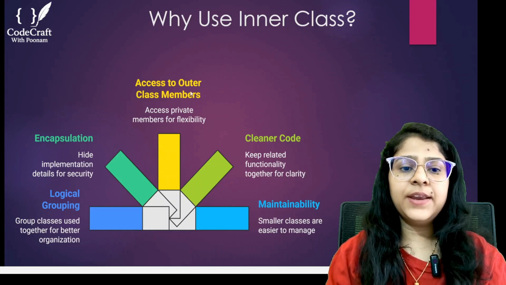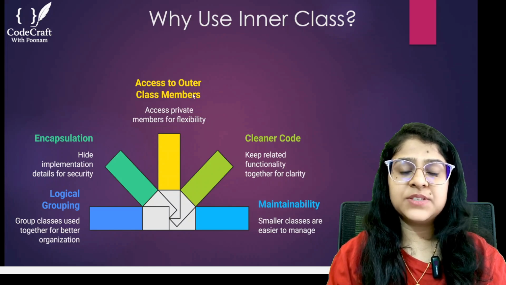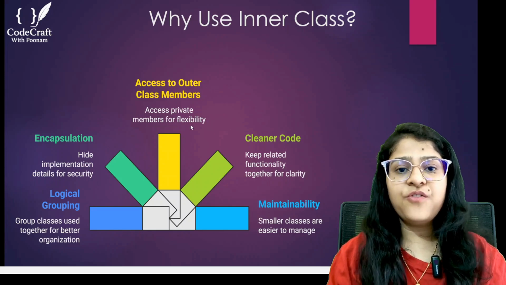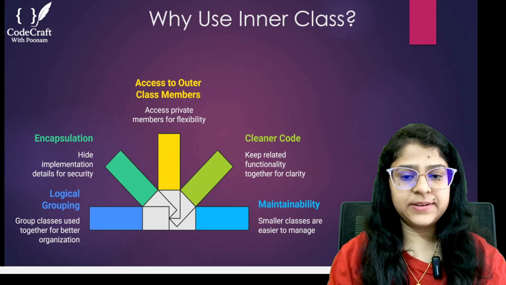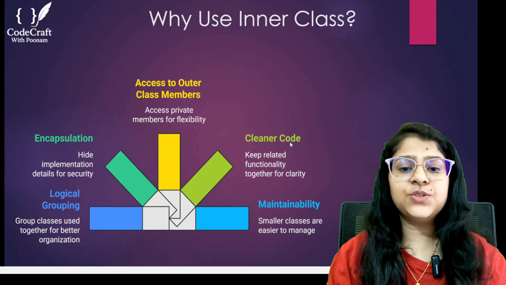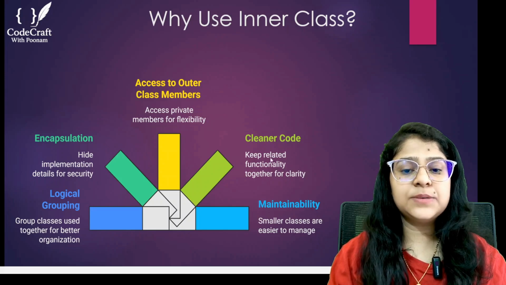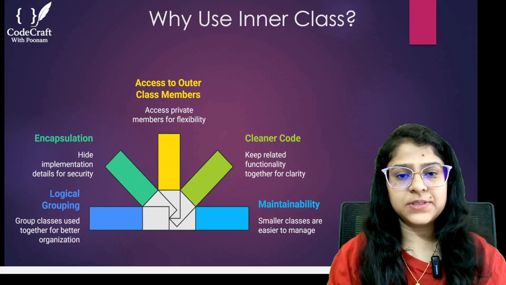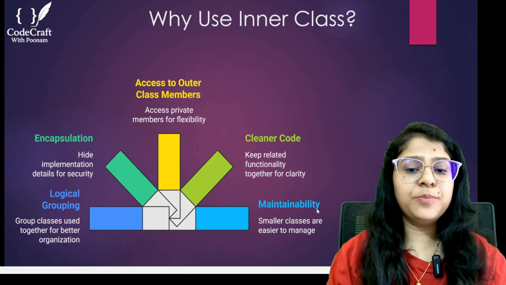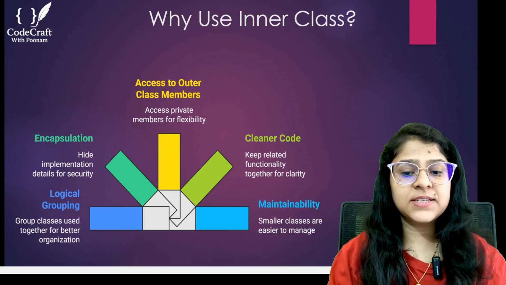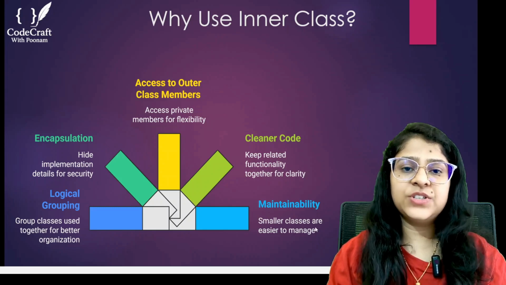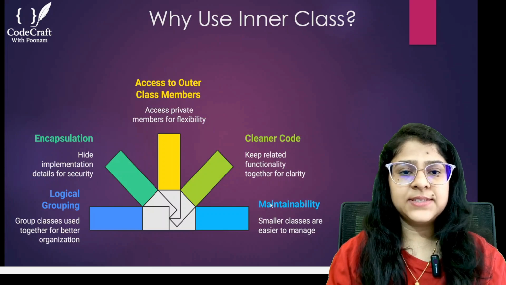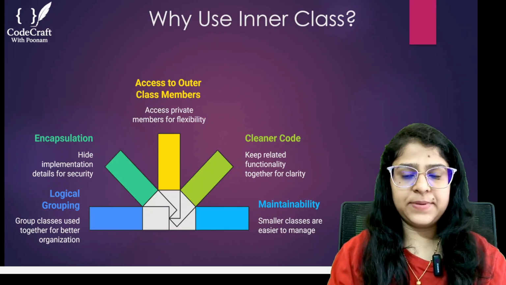And you can access outer class members, which means that you can access private members also of the outer class, for your flexibility. And due to this you will have cleaner code, which keeps all the related functionality together for clarity. And it is easy to maintain also. Why? Because it has smaller classes, which are very easy to manage. So now let's see this in our examples.